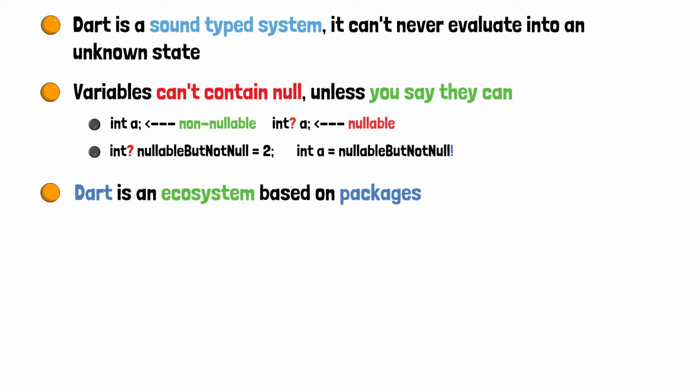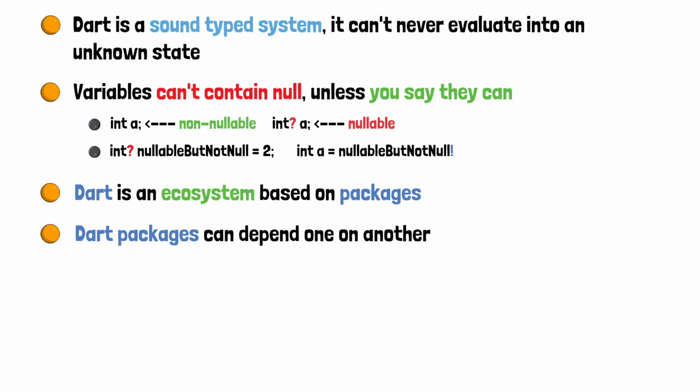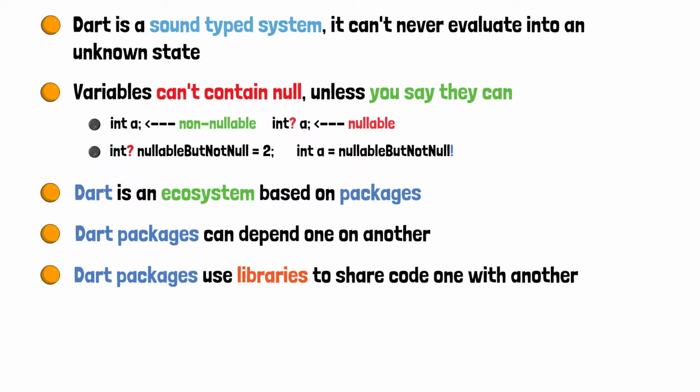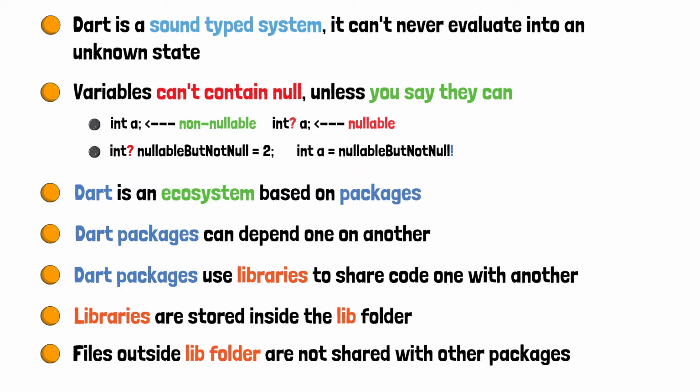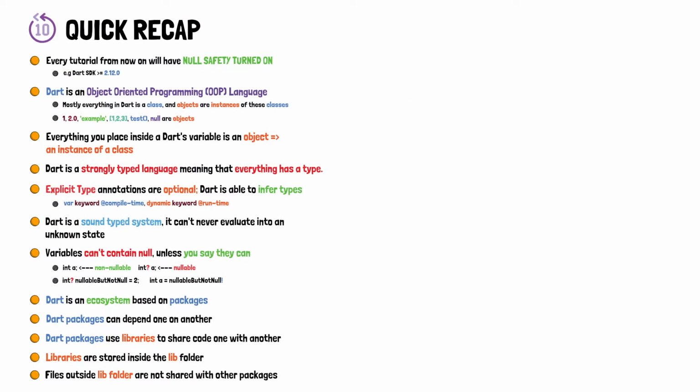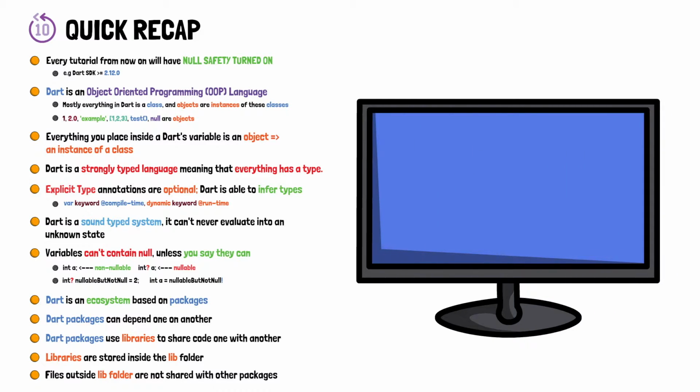Dart is an ecosystem based on packages. Every Dart project is actually a package nevertheless. Every package can depend on any other packages, and you can decide whether other packages can depend on yours or not. Packages use libraries in order to share their code one with another. The code outside the lib folder of a package is not accessible to anyone. And this is pretty much what you should remember that is necessary to know before diving ourselves into the complete tour of Dart language. Either way, you can go and rewatch specific tutorials if you forgot something about the things I covered inside of them.